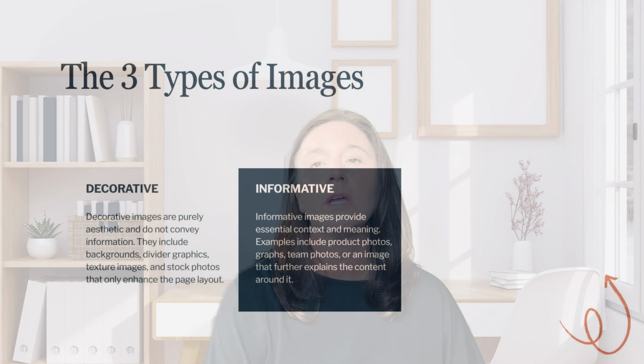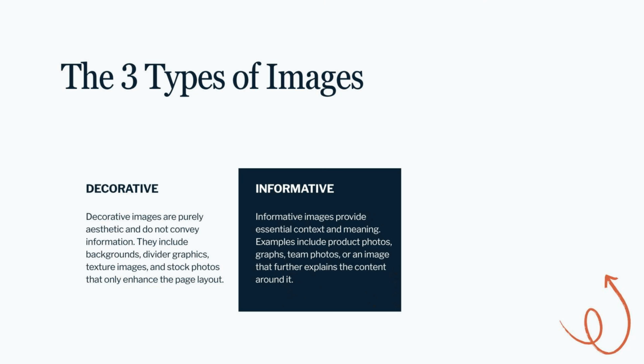Type 2 is informative images. Informative images add meaning, context, or support to the content around it. This could be a product photo, a graph, a team image that helps identify someone, or an image that explains the content around it. If removing that image takes away something that the user needs to know, then it is informative. These images do need alt text, but the goal is not to explain every little detail. The goal is to communicate the part that matters.